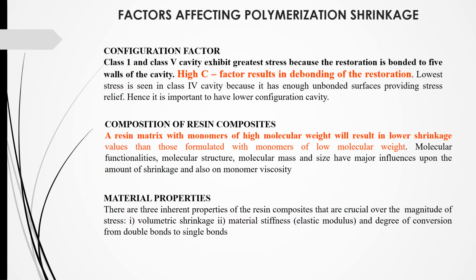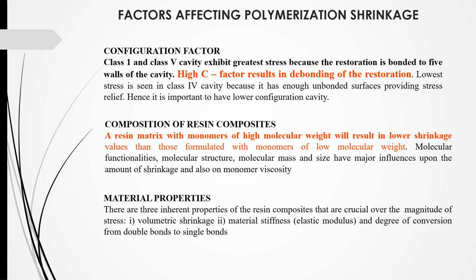So coming on to factors affecting polymerization shrinkage, we have seen about the C factor. Class 1 and class 5 exhibit greater stress because the restoration is bonded to 5 walls of the cavity. High C factor results in debonding of the restoration. Lower stress is seen in the class 4 cavity because it has enough unbonded surfaces providing stress relief. Hence, it is important to have a lower configuration cavity. In case of class 5, we have two different forms, in which one form has the lowest configuration factor and the other has the highest configuration factor.